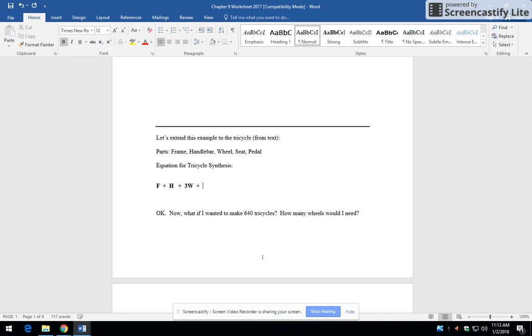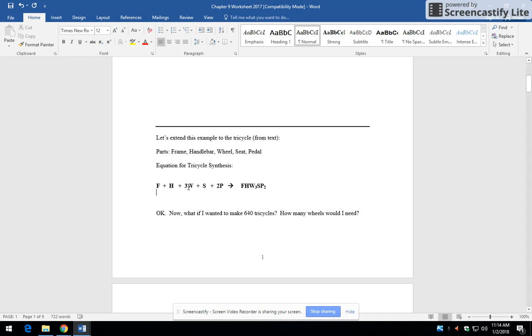It's not a tandem tricycle, so we're going 1 seat, and we're still going 2 pedals. When you add those up, you get a tricycle, which in compound speak would be FHW3SP2. If you were right, it's a chemical compound. All right. So now, what if you wanted to make 640 tricycles instead of just 1?